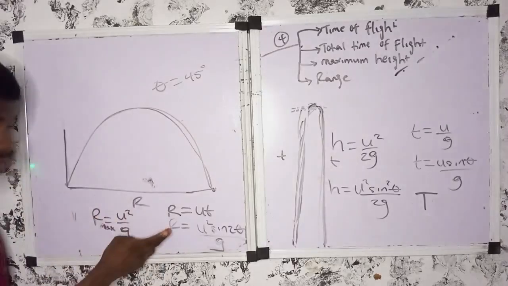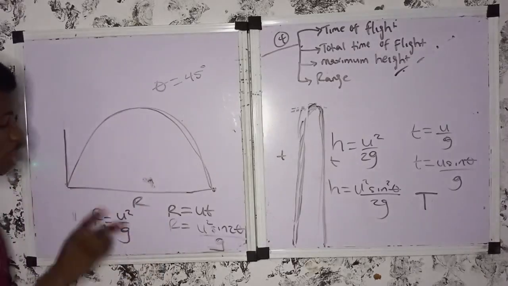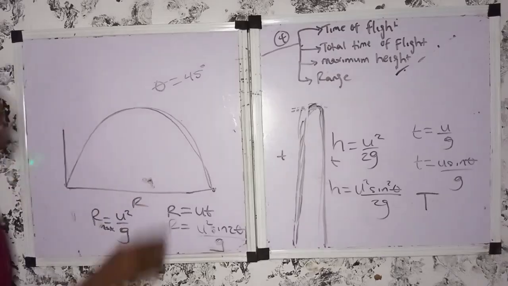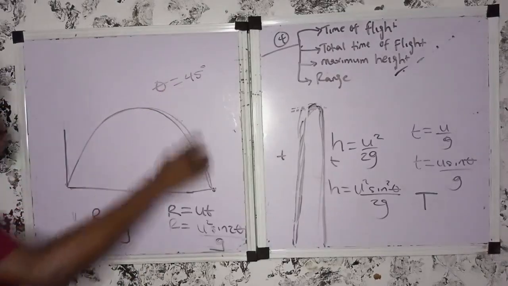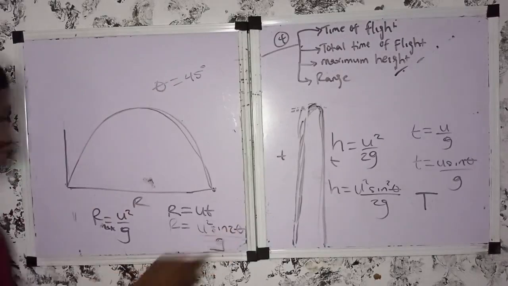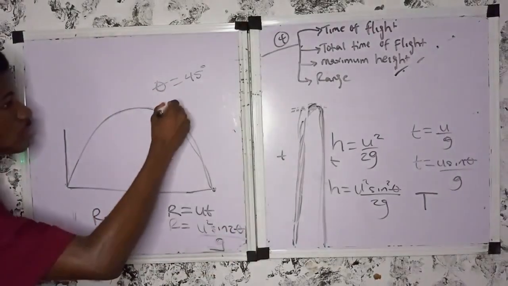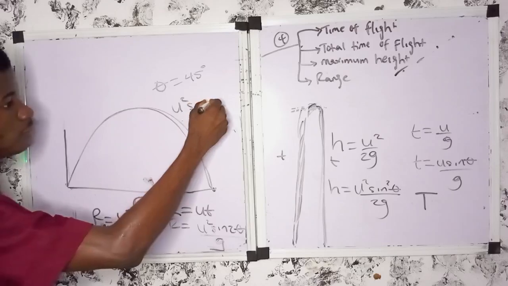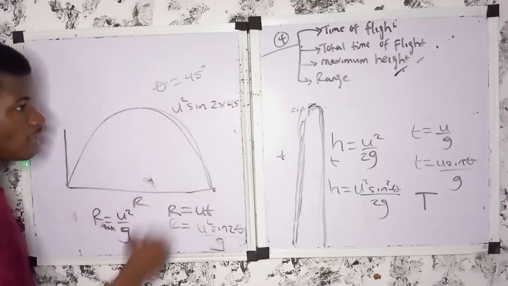This one is gotten from this. I don't know if you understand. Let me explain. This one is gotten from this. How? Now, when the angle is 45, U square sin 2 times 45 all over G.